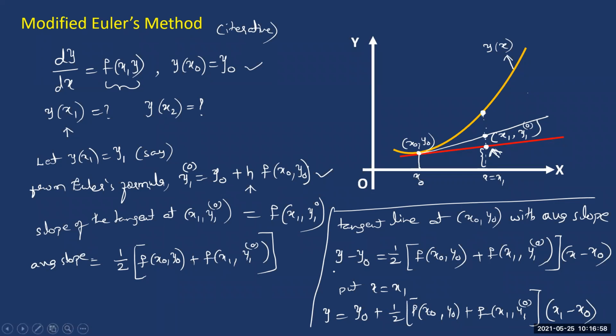Therefore, y1 first approximation is equal to y0 plus h/2 times f of x0, y0 plus f of x1, y1 initial approximation. So like this, we got only the first approximation. Now we are trying to refine it. We have done only one iteration.